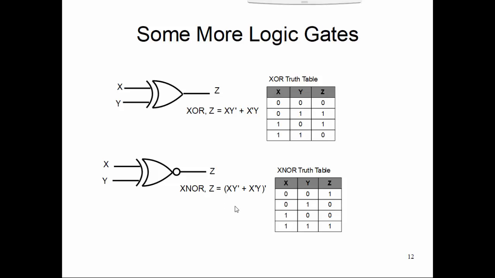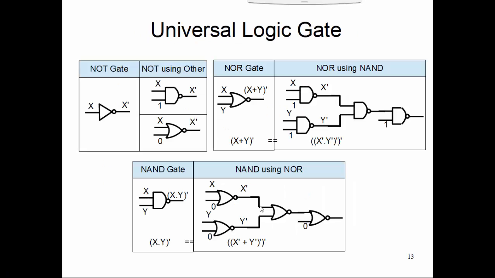Now let's talk about universal logic gates. This is a very interesting topic. So we have the NOT gate. Now, NOT I can implement using a NAND.